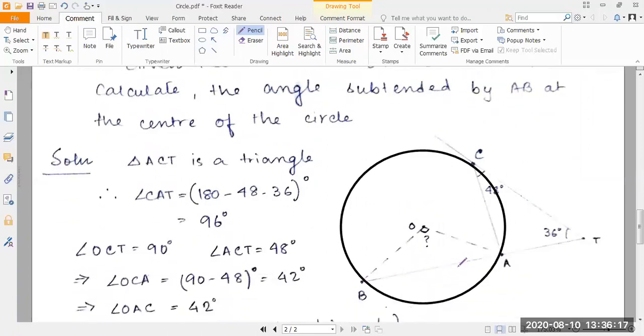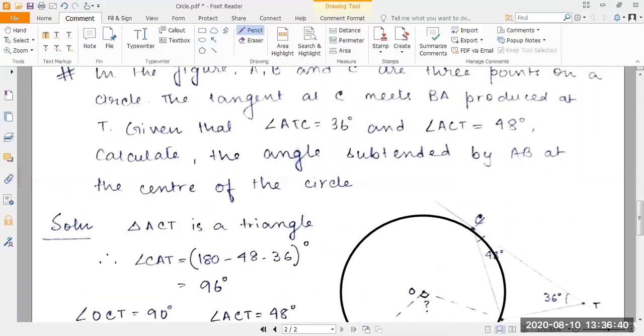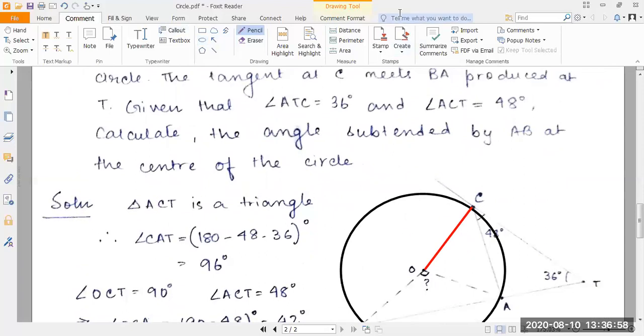So BA is a line segment that joins the point B on the circle and the point A on the circle, and that line BA has been extended to some point T. The position of T has not been mentioned, but we can realize that T lies on the extended portion of BA, where BA has been extended on the side of A. And the tangent at C, so they have said that C is a tangent. So what we can do is, if I join OC, then OC will be perpendicular to CT. So the tangent at C meets BA produced at T.